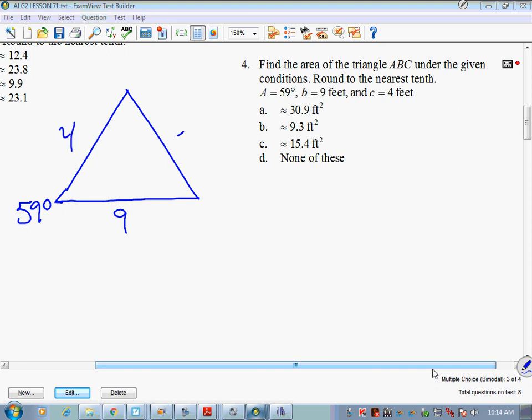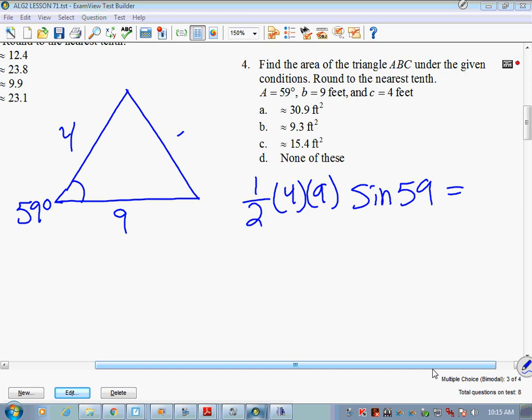Okay, so we've got this. All right. So our formula for this is going to be 1/2 times 4 times 9. Okay, what's next after that? Okay, sine 59. Okay, 1/2 times 9 times 4, 4 times 9, sine 59. Okay, because our angle always has to be the included angle between the two sides that I have.